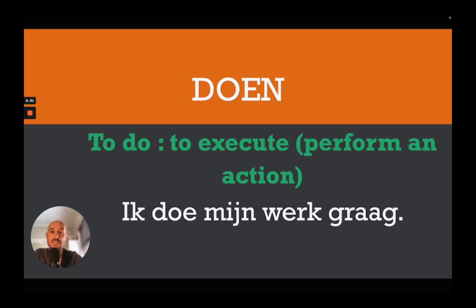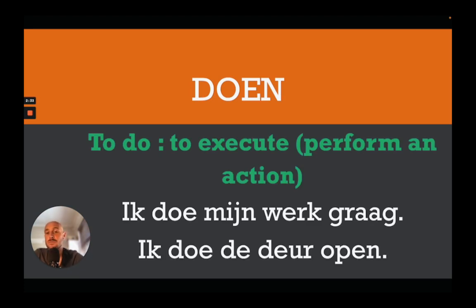We go to the next one, and the next one is maybe the most common translation for the verb doen, and that would be to do, to execute, perform an action. Let's take a look at the examples and make our life easier. Ik doe mijn werk graag. I like to do my job, alright? I like to execute my job. That's it.